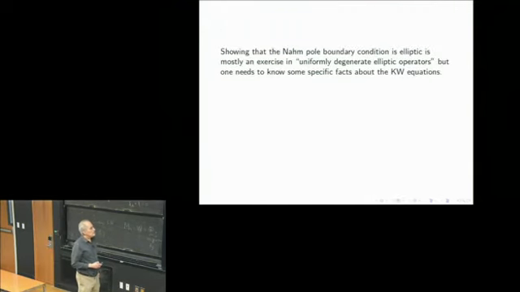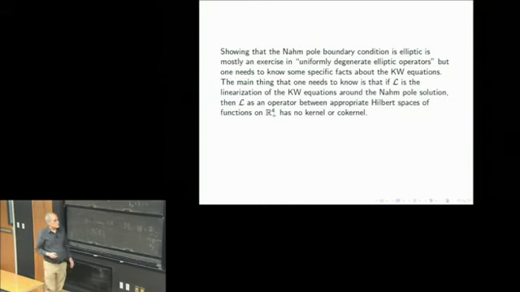Now, showing that the Nahm pole boundary condition is elliptic is mostly an exercise in what Rafe Mazzeo calls uniformly degenerate elliptic operators. But you need to know some specific facts about the KW equations. The main thing you need to know is that if L is the linearization of the KW equations around the Nahm pole solution, then L, as an operator between appropriate Hilbert spaces of functions on R4 plus, has no kernel or cokernel. It has closed range and no kernel and cokernel. In particular, it's a Fredholm operator.